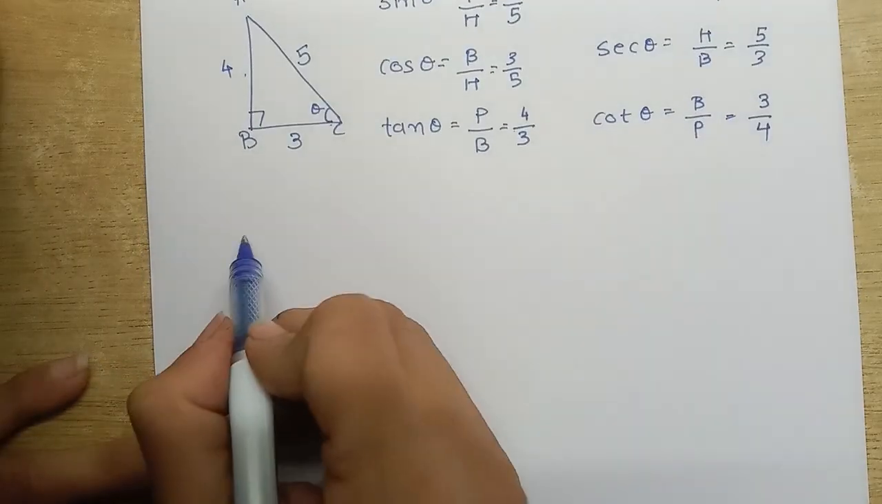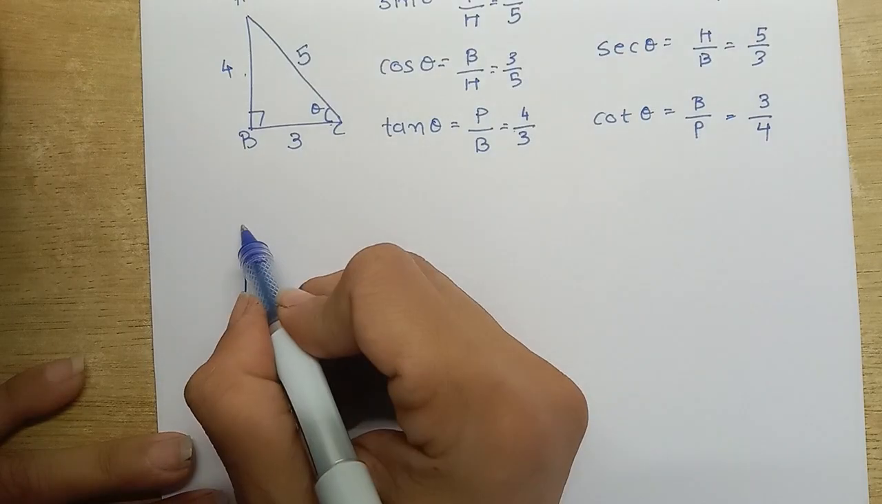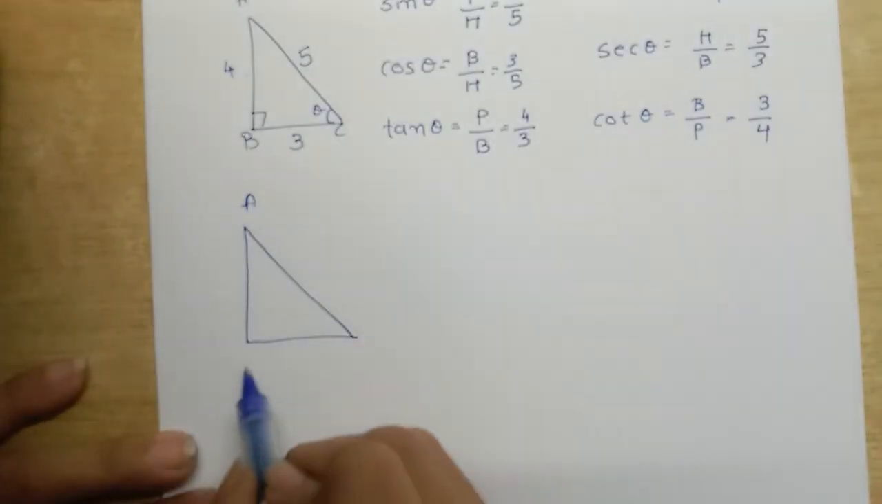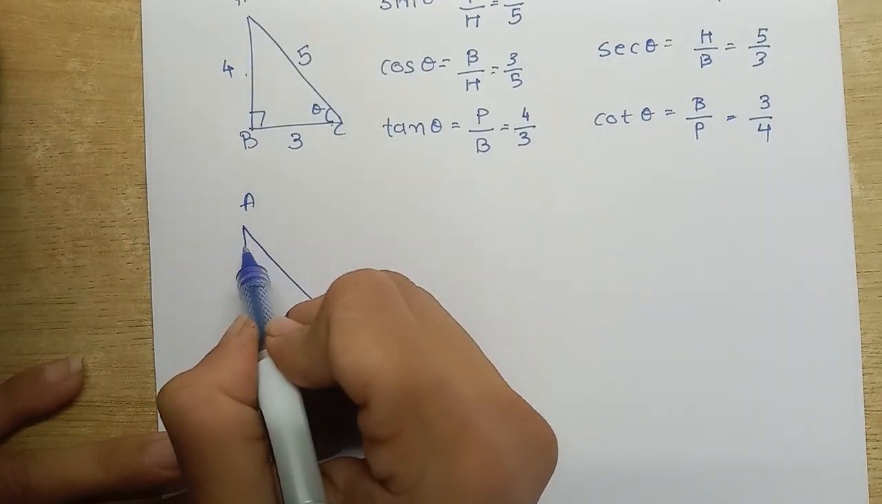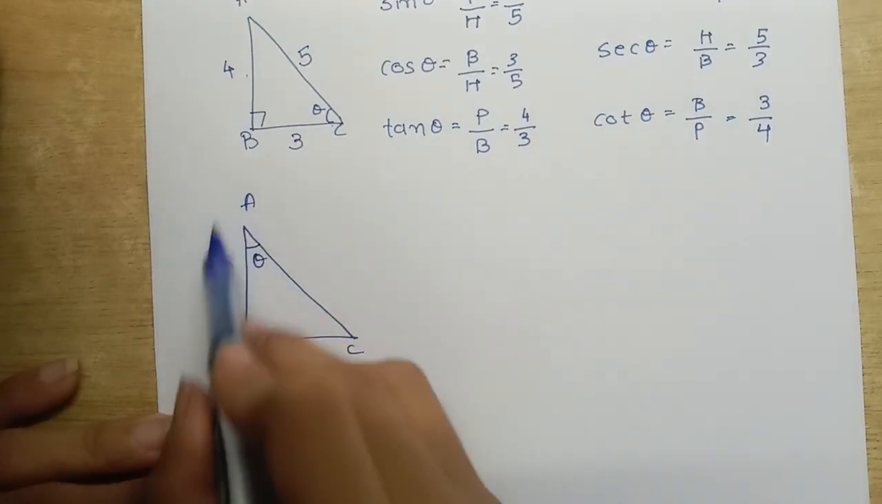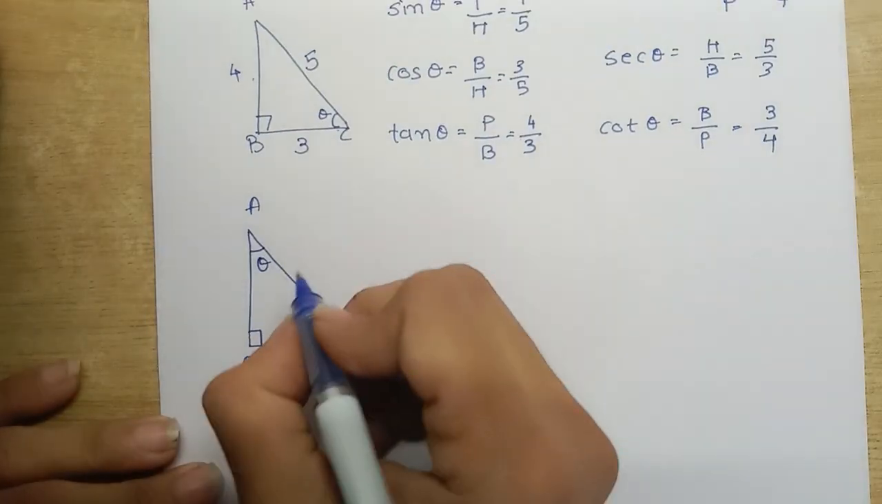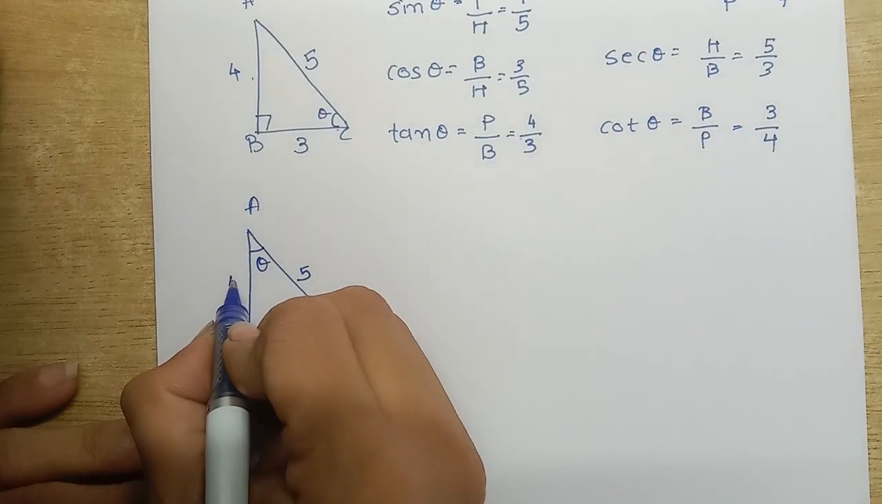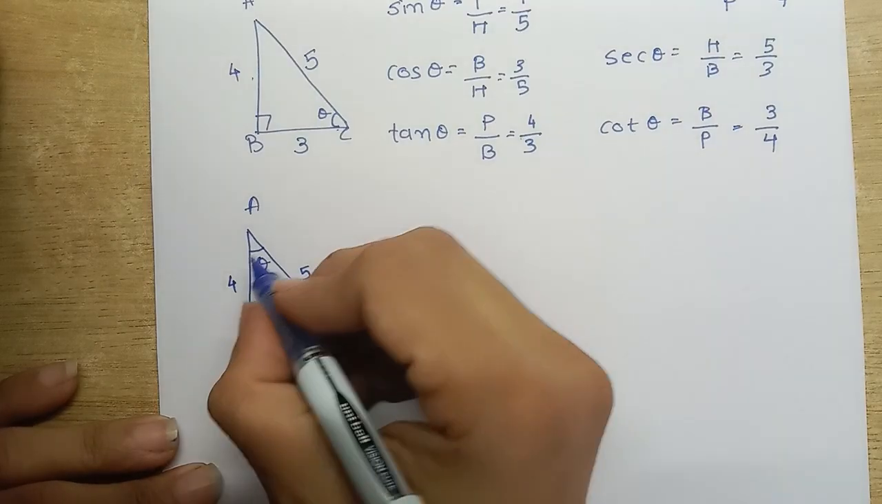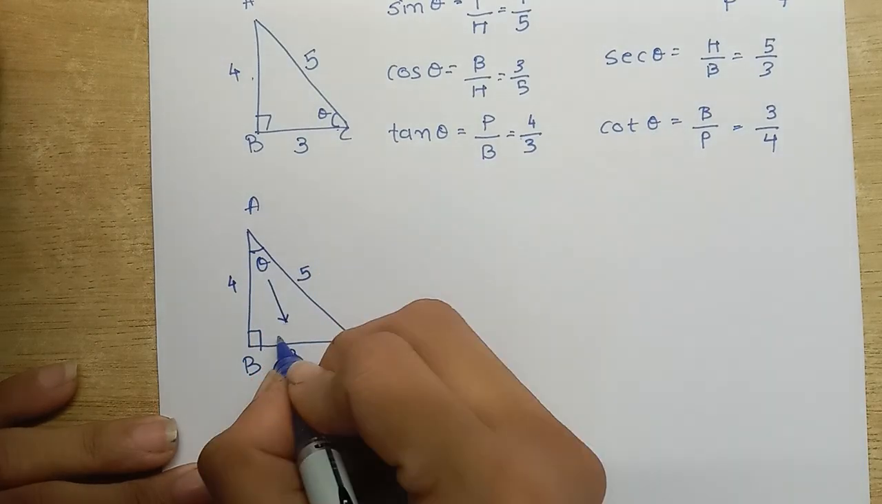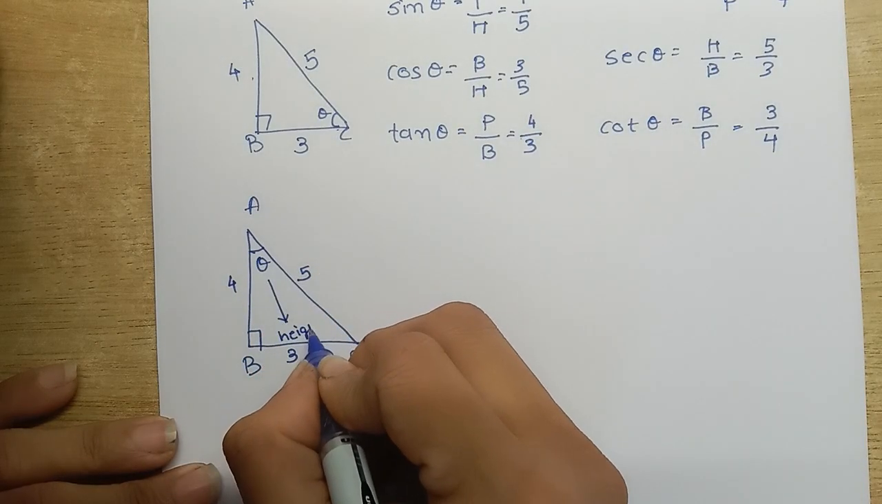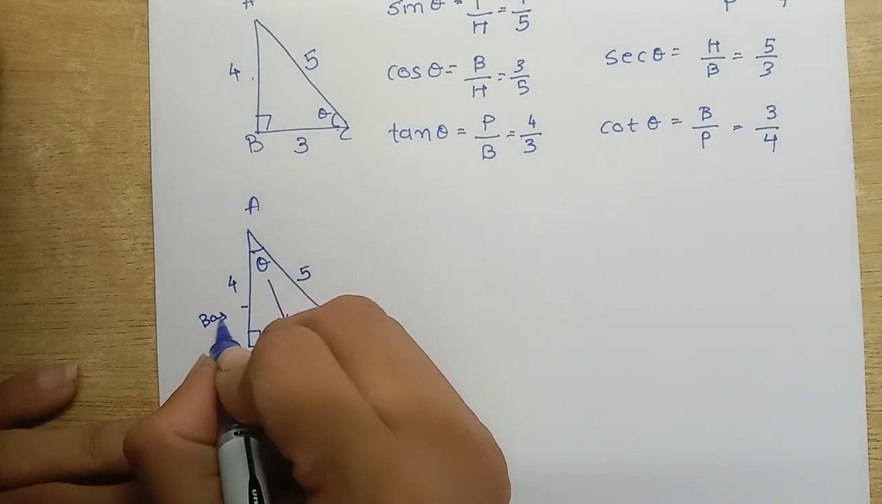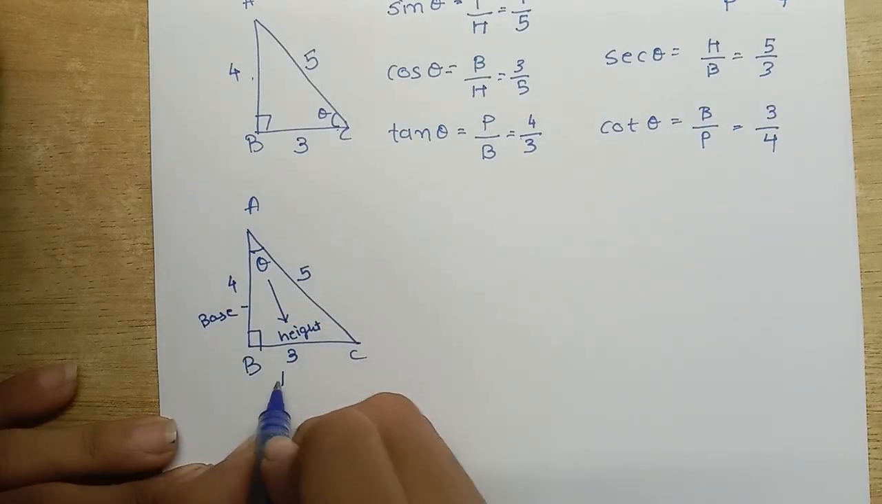Now as I told you, height and base change as per the notified angle. So here I am taking A as theta. The hypotenuse does not change. This is also 4 and this is 3. But the opposite of the notified angle is the height, so this will be base. Height is also called perpendicular.